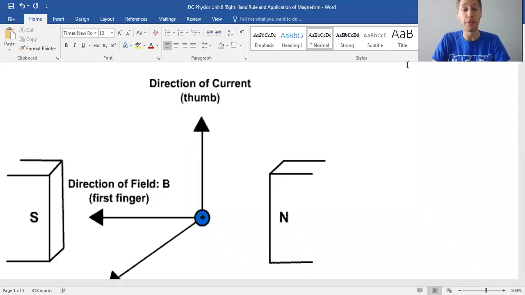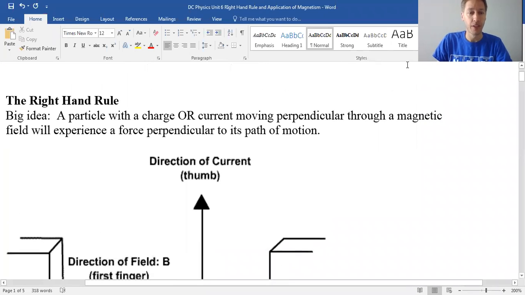In this video, I'm going to talk about the right-hand rule and some applications associated with magnetism. So, big idea: if there's a charge or a current moving through a magnetic field, as it moves through there, it's going to experience a force that's going to try to deflect it off its path in a perpendicular motion.